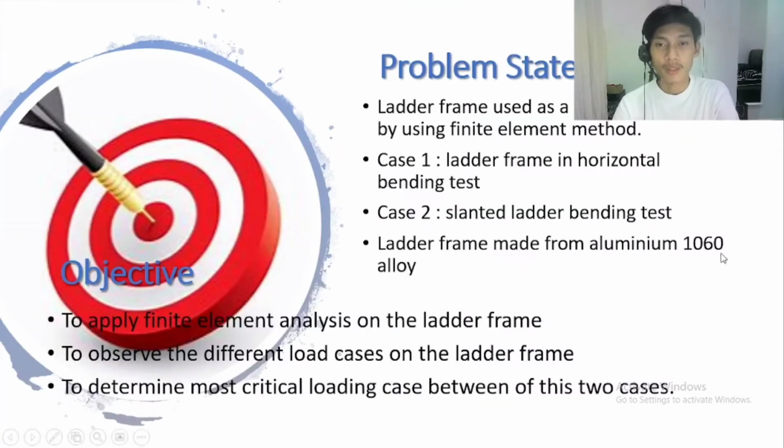Our problem statement: use the ladder frame as a model to analyze using the finite element method. We have two cases: case 1, the ladder frame in a horizontal bending test, and case 2, a slanted ladder bending test. The ladder frame is made from aluminum 1060 alloy. Our objective is to apply finite element analysis on the ladder frame, to observe the different load cases, and to determine the most critical loading case between these two cases.